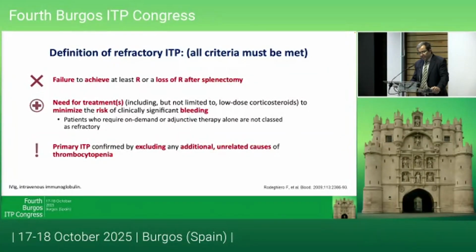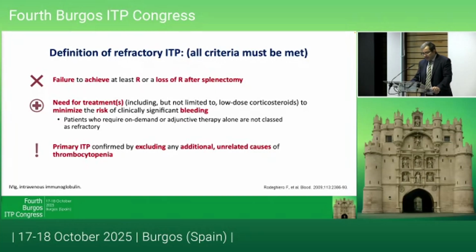The definition of refractory ITP, all criteria must be met. This is reported that way in the paper from Rodeghiero. It is a patient who fails to achieve at least a response or suffers a loss of response after splenectomy. The refractory ITP is also the need for treatment, including low-dose steroids, to minimize the risk of clinically significant bleeding. On the contrary, patients who require on-demand or adjunctive therapy alone are not classified as refractory.